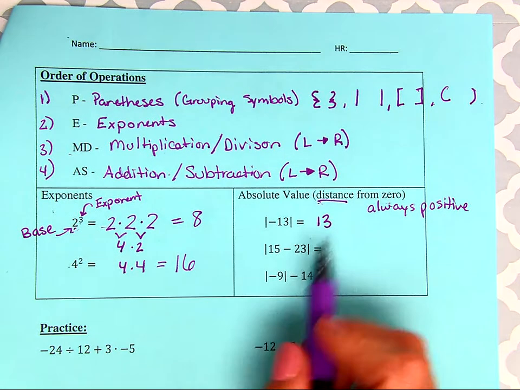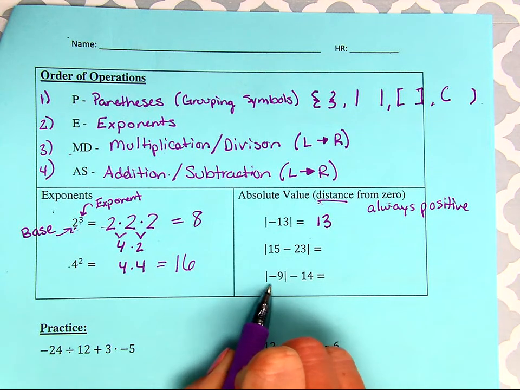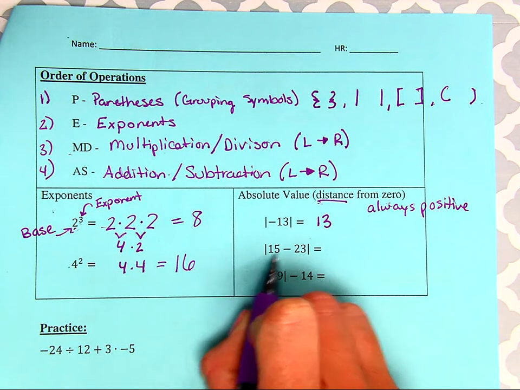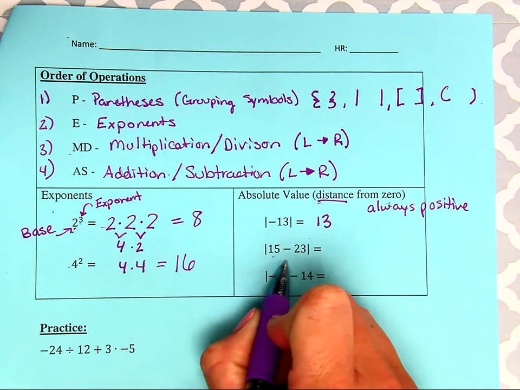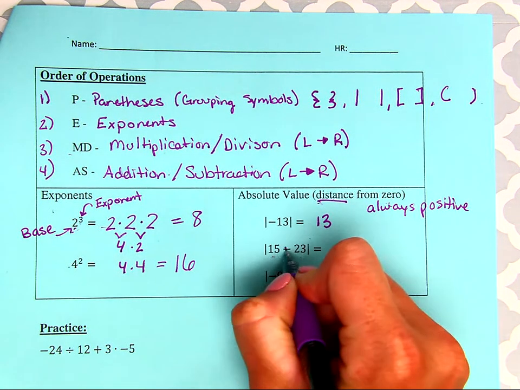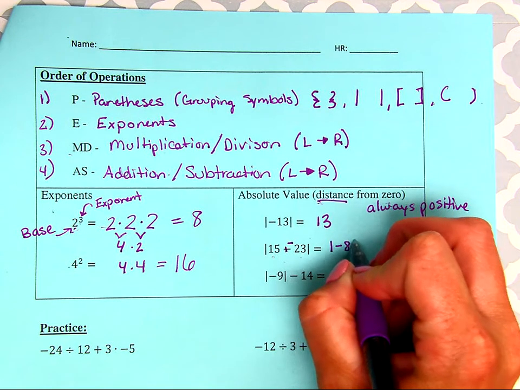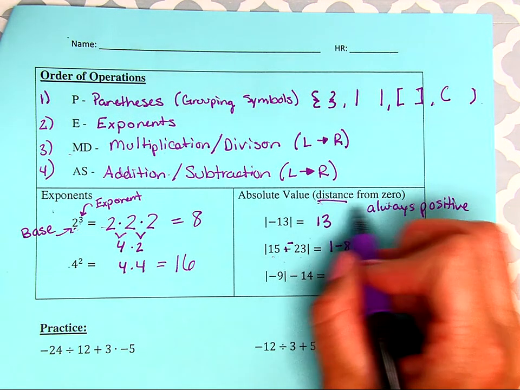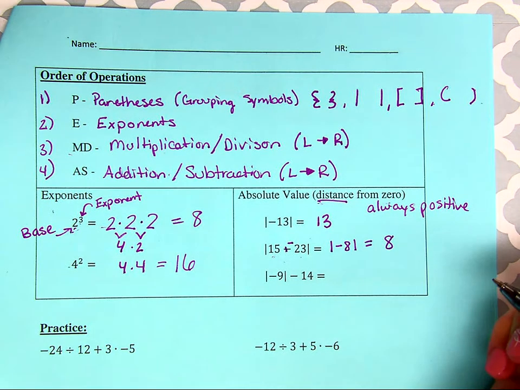Inside absolute values, we could just have one number, or we could have operations. If you have operations, these work like parentheses, right? That's why we put them up here. First, you have to do everything inside those parentheses. So 15 subtract 23 gives us a negative 8, and our absolute value symbols are still there. Then we do this distance from 0, the absolute value, which then makes it positive.